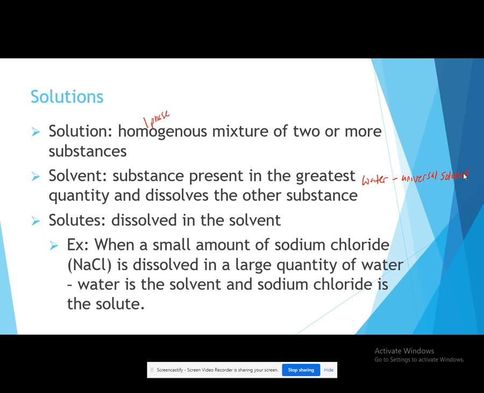So solutes can include things like salt or sugar and other compounds, but those are the most common ones that you know about. A good example of this is when you take a small amount of sodium chloride, or salt, and you dissolve it in water, you get water as the solvent and sodium chloride as the solute, and the solution is known as a salt solution.